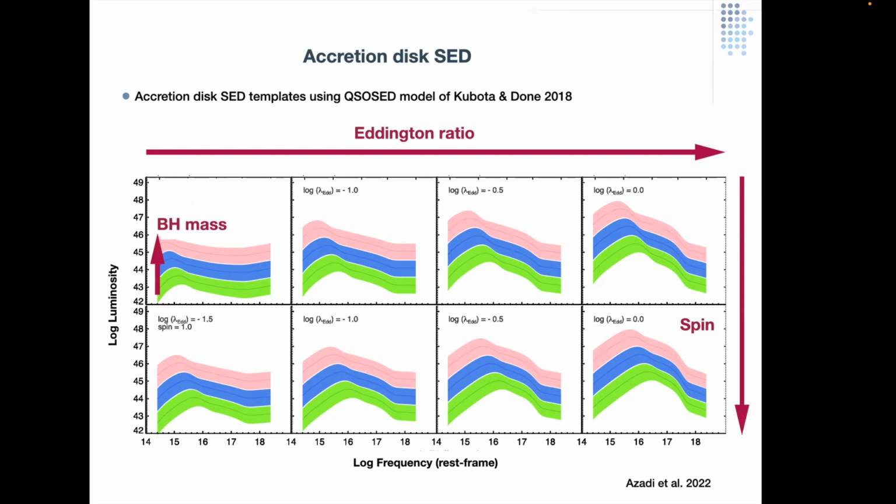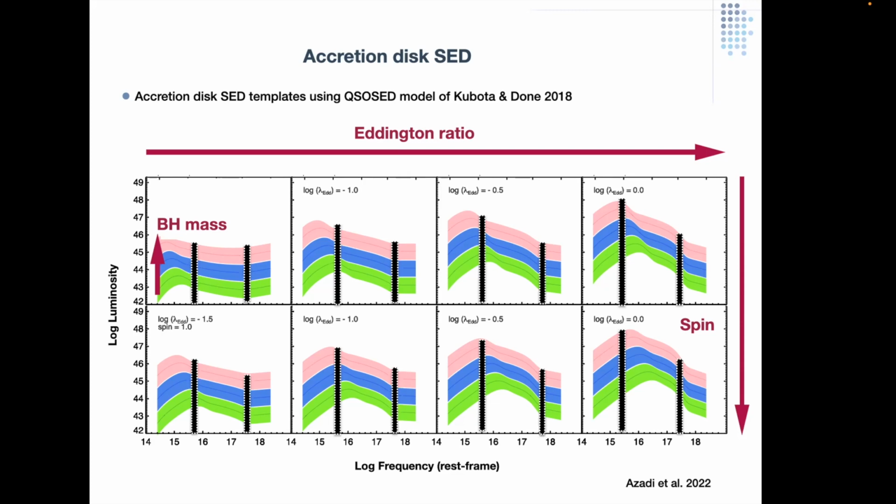What these plots overall show is that an increase in black hole mass moves the peak of the accretion disk SED to lower frequencies, resulting in a cooler but more luminous accretion disk. But an increase in Eddington ratio or spin moves the peak to higher energy, resulting in a hotter and more luminous disk.